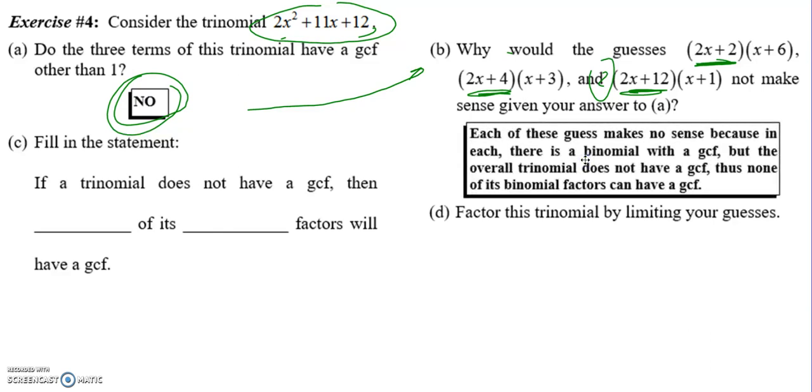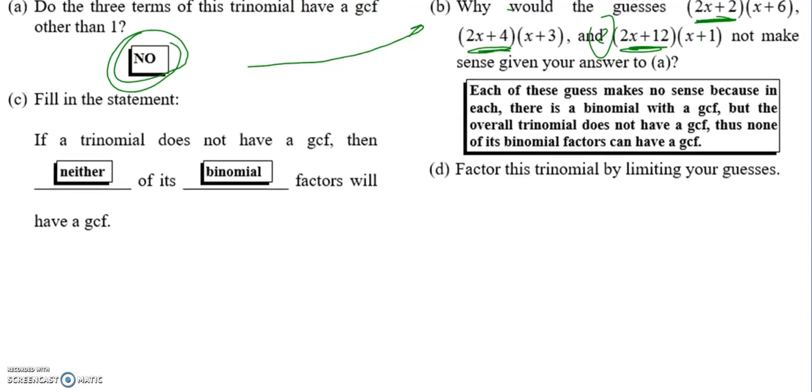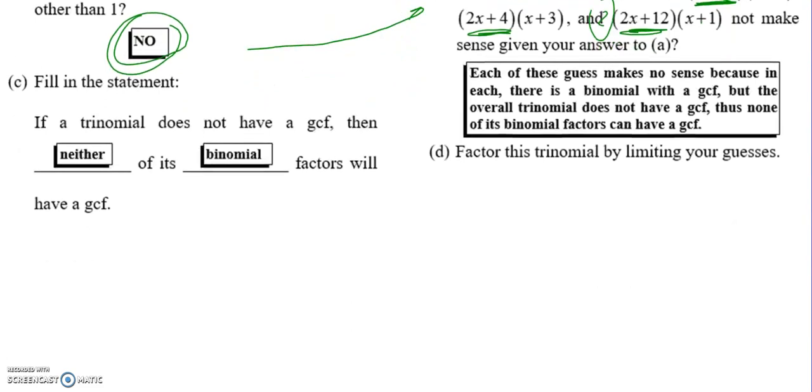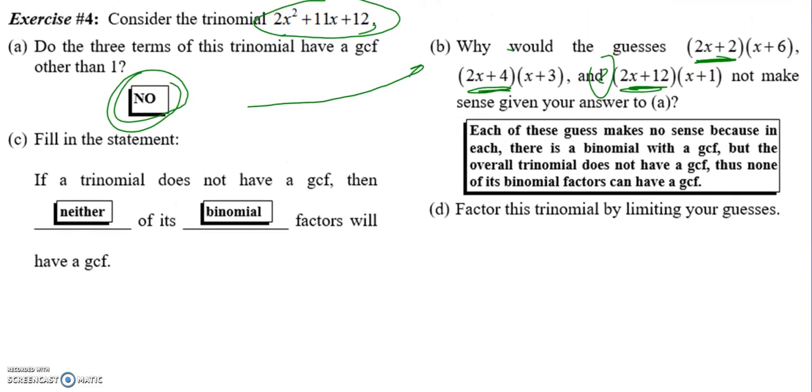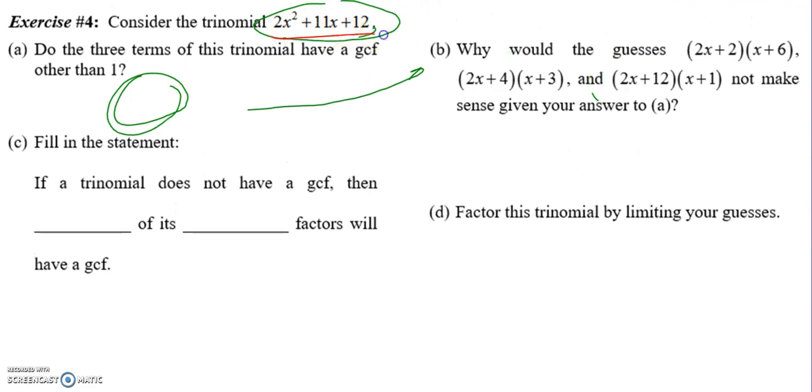So here's what he wrote. There's no GCF, so the individual binomials can't have a GCF. So hit pause and fill that in if you need to. So in here, if a trinomial does not have a GCF, we're just going to fill these in, then neither of its binomial factors have a GCF. So since we said this doesn't have a GCF, then none of the factors can have a GCF. So with that, we could actually try to factor this by doing some guess and check, but eliminating some of ours. All right, so when we go to factor this, we already have the factors kind of up here.